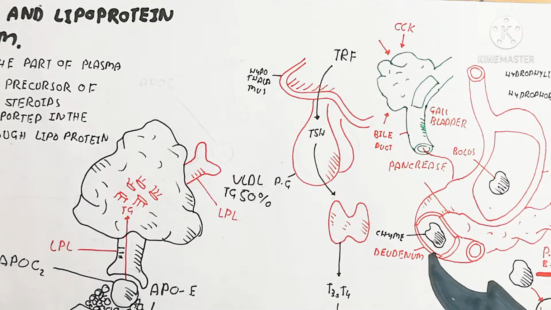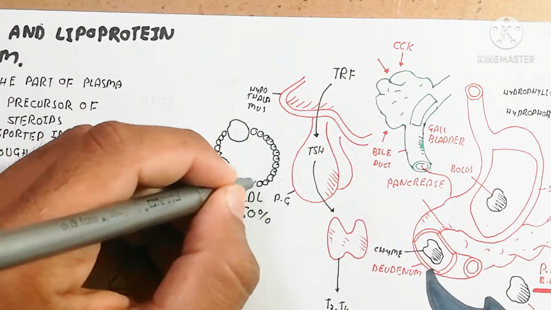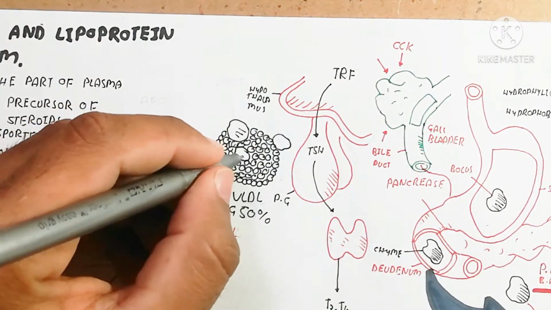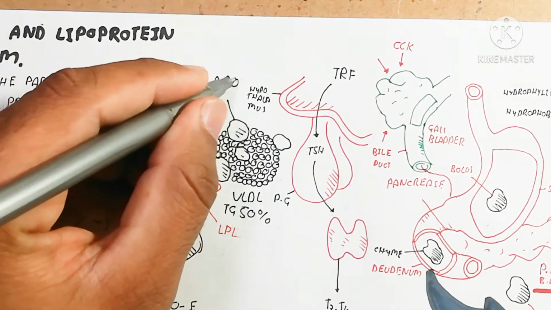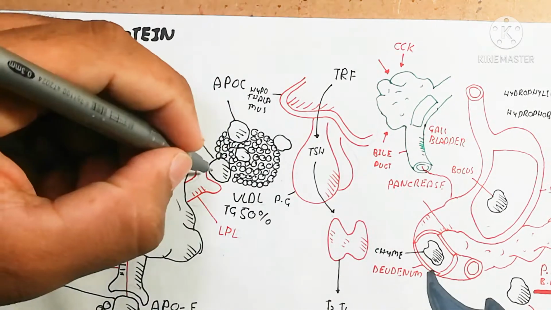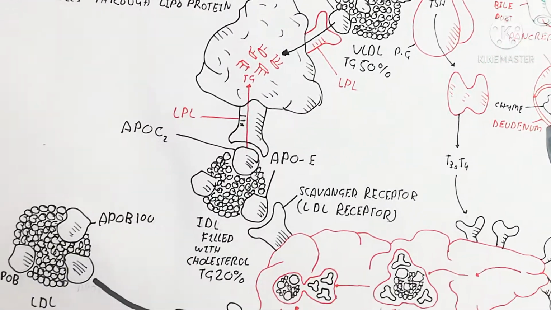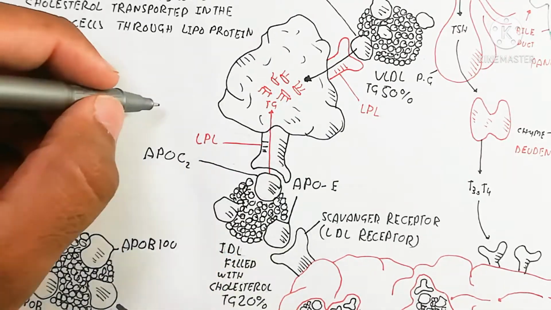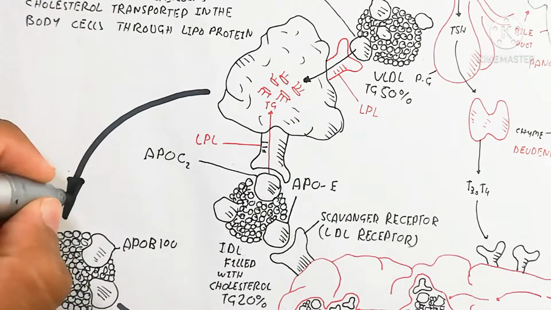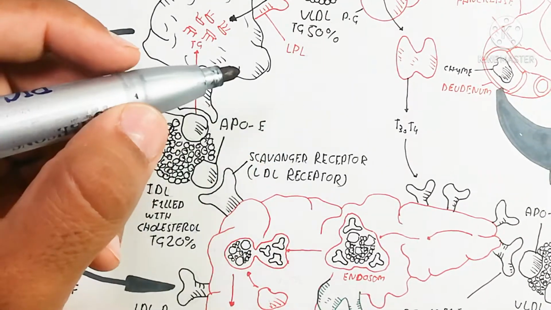So here is a VLDL, very low density lipoprotein, where the triglyceride is more, and it means the more VLDL, the more the ApoE site will be created. So the ApoE site will be more, and it binds with the adipose tissue, so the triglyceride, 50%, is donated to the adipose tissue. And after the donation, VLDL is converted into the IDL.